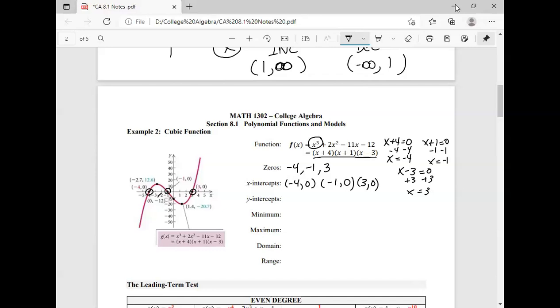Maybe it'll load up. I think it must be right there. There it is. Okay.